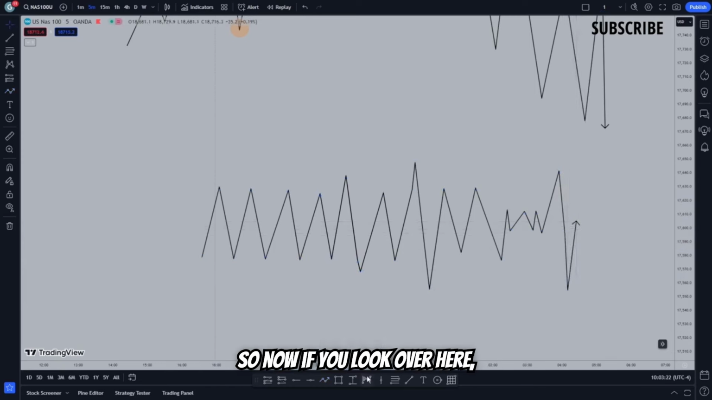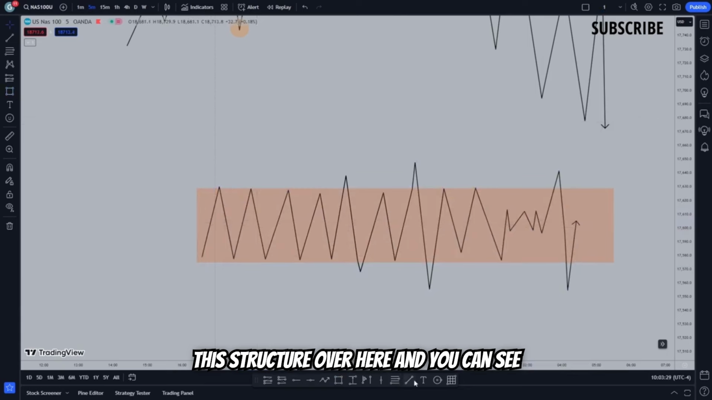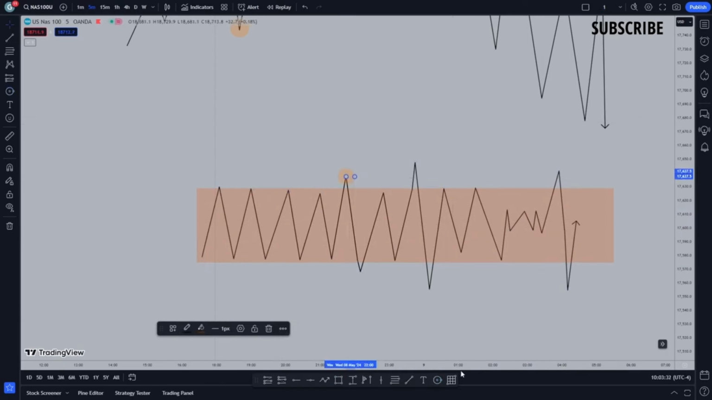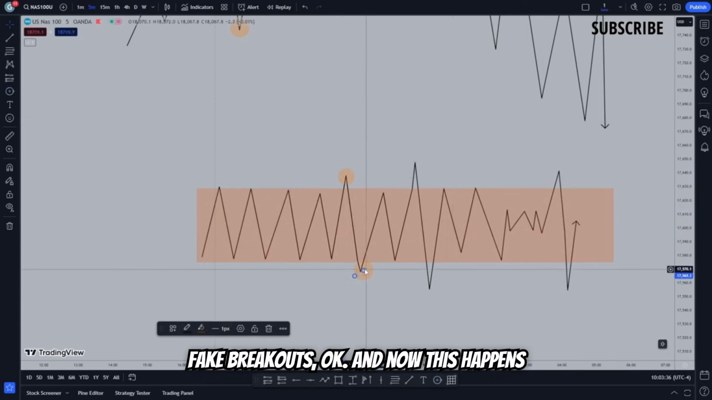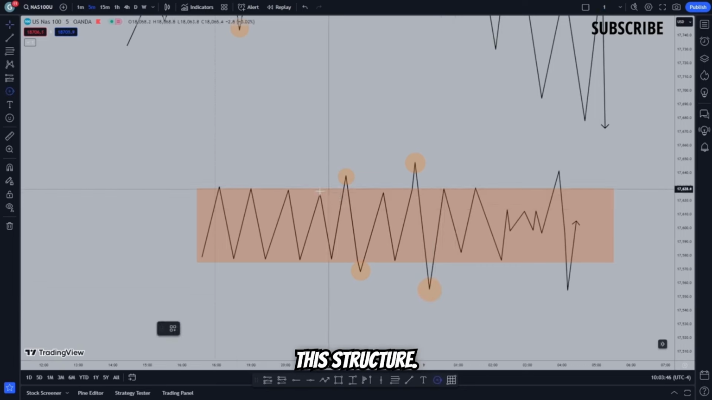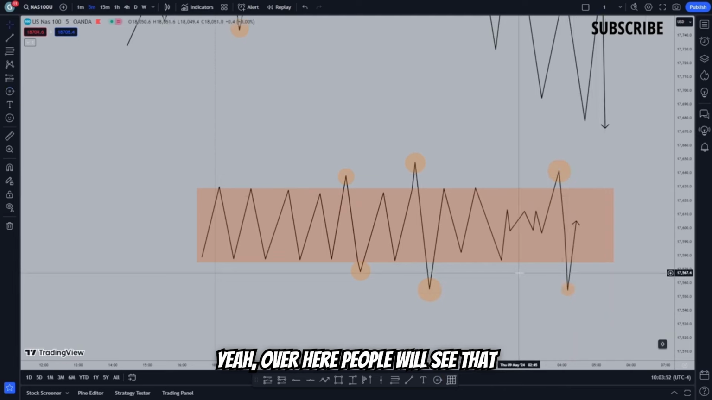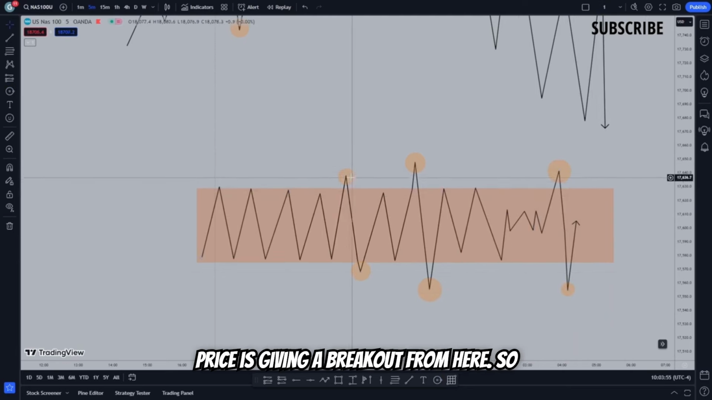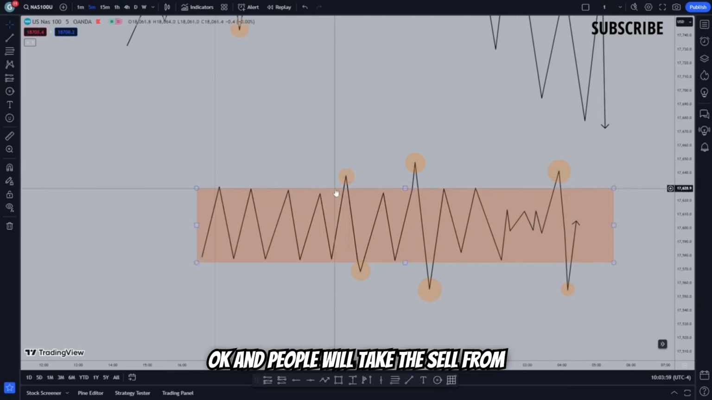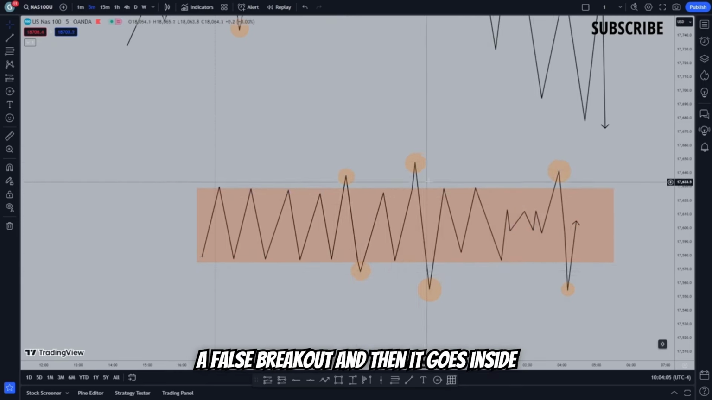So now if you look over here at this structure, you can see that there are these fake breakouts. Now this happens most of the time. People will take a buy when they see that price has left this structure. Over here people will see that price is giving a breakout from here, so they will take a buy from this breakout, and people will take the sell from this breakout. But what happens? It gives a false breakout, and then it goes inside that consolidation, right?